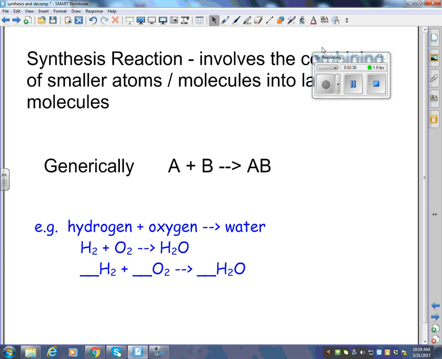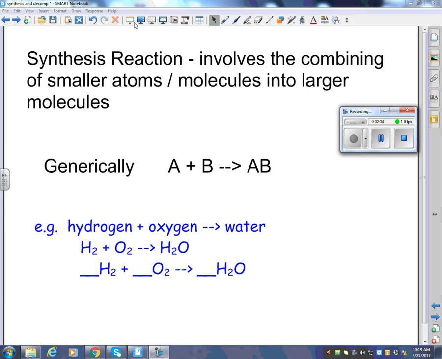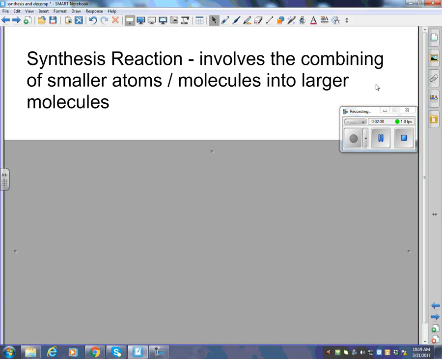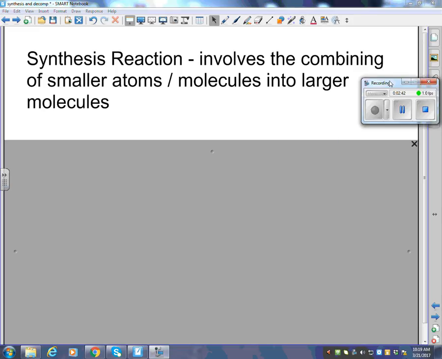Synthesis. Now, a synthesis reaction involves the combining of smaller atoms or molecules into larger ones. Now, do you have to write any of this down? Okay, good. A synthesis reaction involves the combining of smaller atoms or molecules into larger ones.